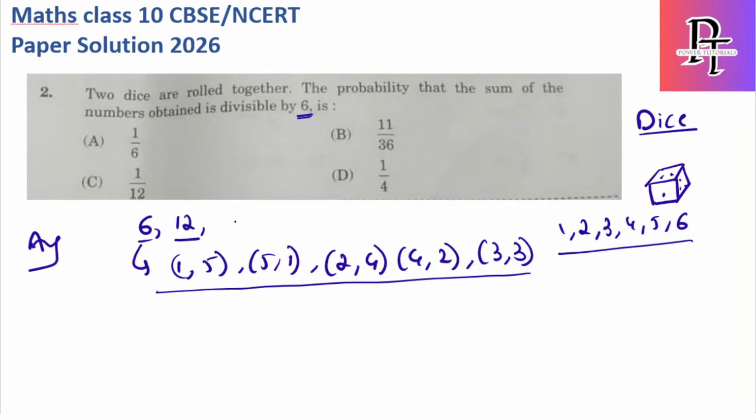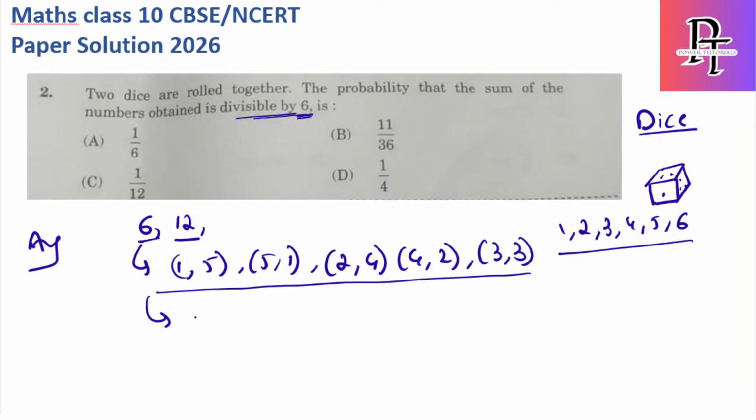But here they have not mentioned the sum to be 6. They are saying that the sum should be divisible by 6. So this is the tricky part. If the sum were just 6, we would get 5 by 36. 5 by 36 is not an option here, but as a tricky question they can also give 5 by 36 as an option. Here they are saying the sum is divisible by 6, so we have to think of both cases, which are 6 and 12.